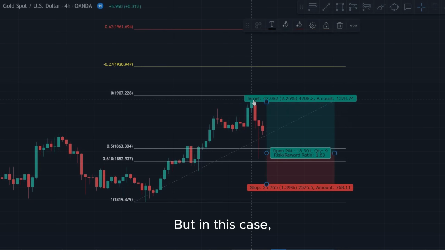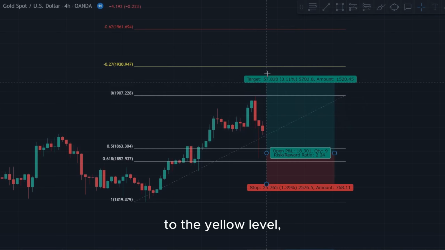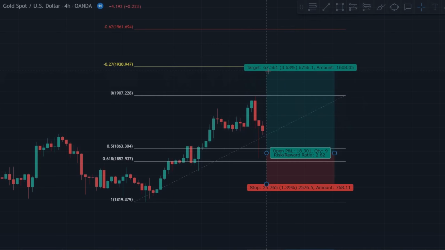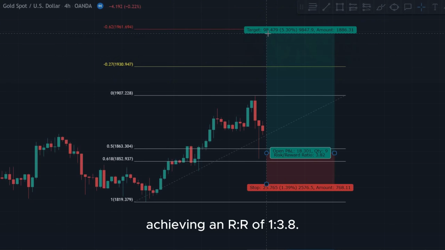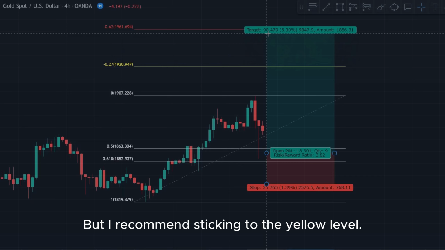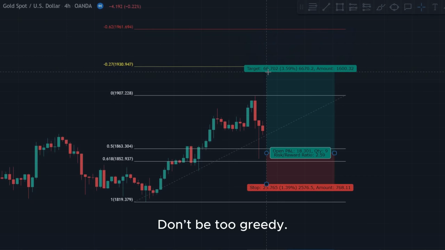But in this case, it only achieves an RR of 1 to 1.6, which is very low. You predict the uptrend will continue, so you set the TP further to the yellow level, achieving an RR of 1 to 2.6, which is decent. If you're greedier, set the TP at the red level, achieving an RR of 1 to 3.8, but I recommend sticking to the yellow level. Don't be too greedy.